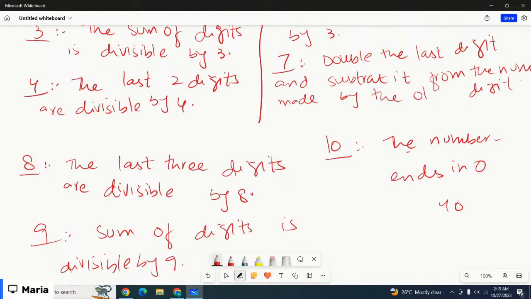Okay, so we are done with the divisibility rules. Now we're going to start with the practice questions, right? The same divisibility rules we have to apply on the examples now.